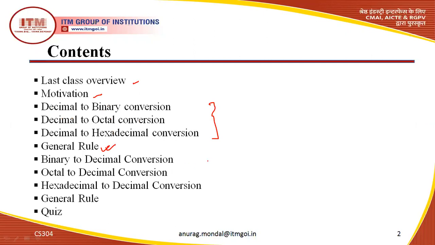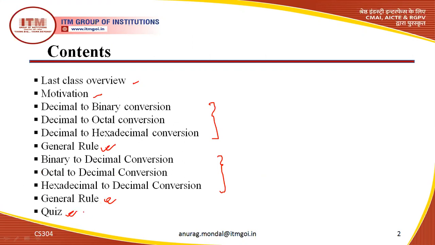Then we move towards the conversion to the decimal number system from binary, octal and hexadecimal. And at the end, we move towards the general rule by which we can convert any number system to the decimal number system, and we conclude our session with some quiz questions.